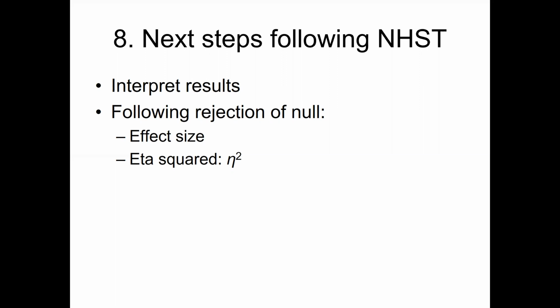And then if you have rejected the null, you can look at the effect size of the differences between groups. How large in magnitude are the differences in groups? And in ANOVA, that is communicated by a term called eta squared, which is the percent of variance in the data set that is related to between groups differences.